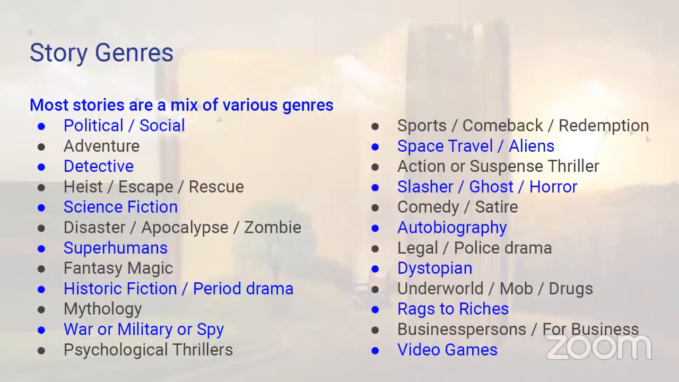Action, suspense, thriller. I mean, you have movies with just senseless violence or action, but they are on the TV. They're good to watch, but while writing, how far can you go? Same is the next one, the slasher, ghost, or horror. How do you create those pictures, or I'll say the emotion, be it fear or horror, in the minds of your readers? Comedy satire, one of the most difficult things to write, I would say.